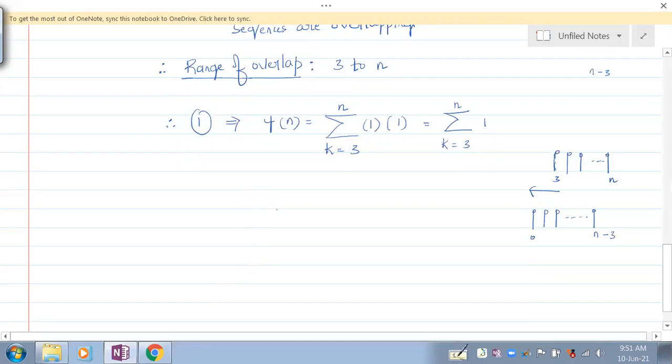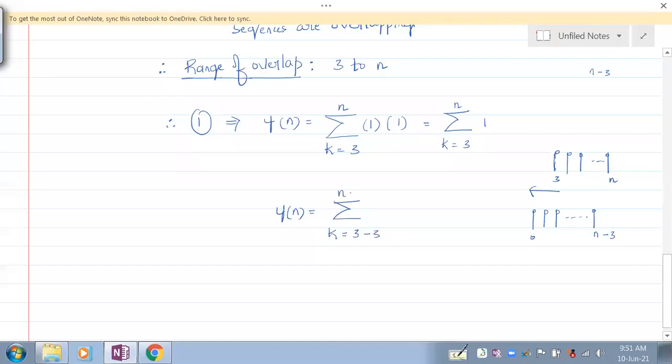This y of n is equal to... now I'll add, see here, k is equal to 3 minus 3, and here also I'll do n minus 3. That is when this would become 0. So for 3 to become 0, I need to subtract 3 from here. If I subtract 3 from here, I have to subtract 3 from here also. So that is this. Everybody understand that?